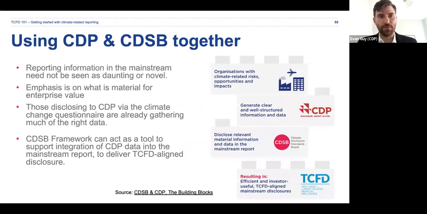And this leads us to, for example, using CDP and CDSB together as an example. Now, CDSB has actually been consolidated into the ISSB, so it's informing their work and their team. But there are specific connections between CDP disclosure and the CDSB framework, which will become ISSB, that can help you adopt TCFD. And you can take a look at the building blocks paper on the slide that specifically maps this out and helps you to understand these connections. But what's particularly important to emphasize is that what you're integrating from your reporting is the information that's financially material. So that materiality analysis is really important to bringing in information from your existing reporting to align with the TCFD.